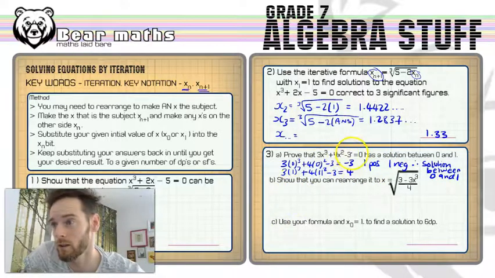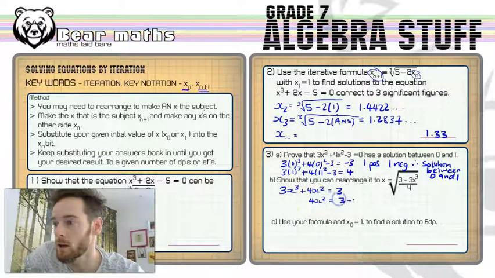So the first thing I would do is get rid of the minus 3. So I've got 3x cubed plus 4x squared equals a positive 3. And then I'm going to take away the 3x cubed. So that gives me 4x squared is equal to 3 minus 3x cubed. Then I'm going to divide by 4. So that's going to give me x squared is equal to (3 minus 3x cubed) over 4.